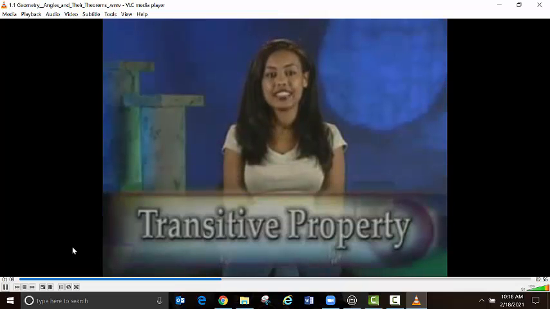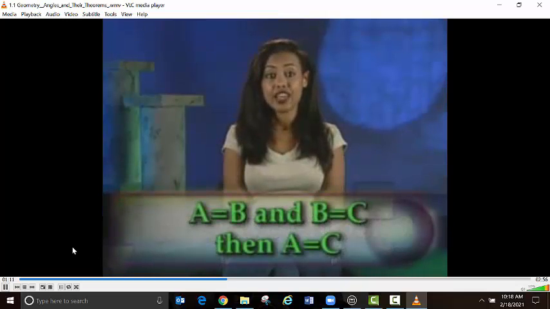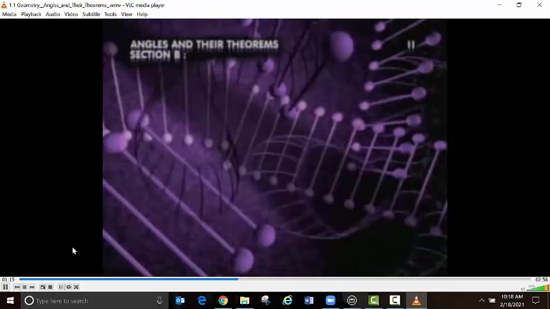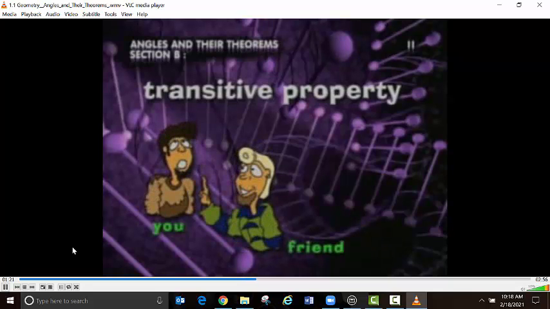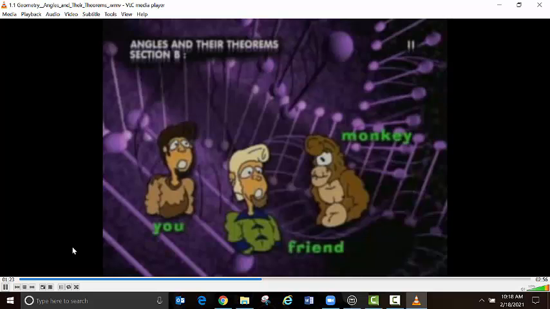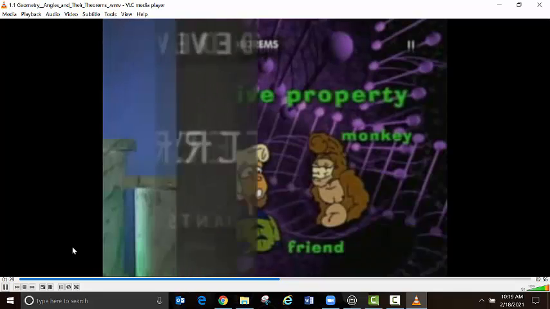Alright, now let's look at the transitive property, which says that if A equals B and B equals C, then A equals C. Here's an example of the transitive property. Say that you get the same haircut as your friend, and your friend has the same haircut as the monkey. Then according to the transitive property, you have the same haircut as the monkey. But don't worry, it looks good on you.